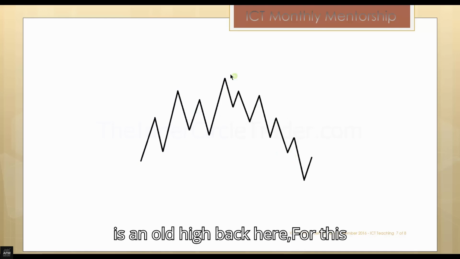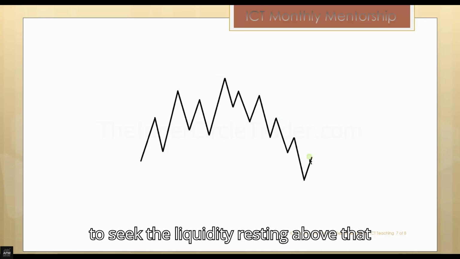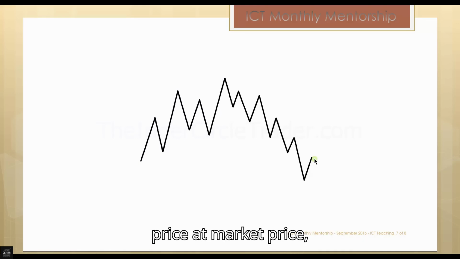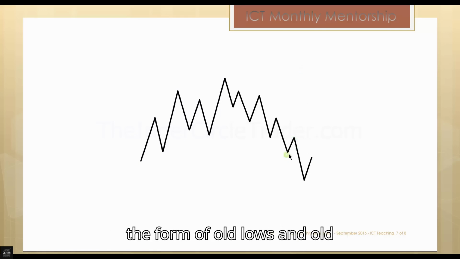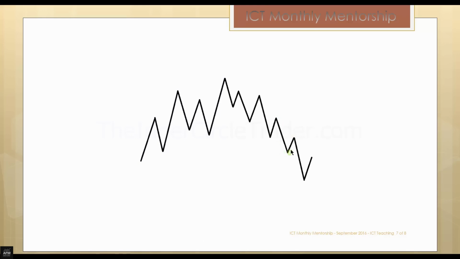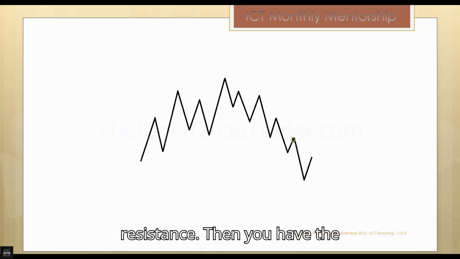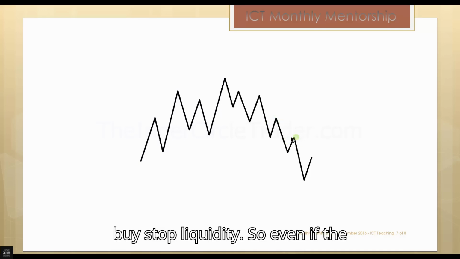The idea is if this is an old high back here, for this high to be ran out, or to seek the liquidity resting above that old high, if this is where the current market action is right now, or current price at market price, for it to get all the way up there, it has to encounter a lot of resistance in the form of old lows and old highs. So you have the old lows acting as standard resistance. Then you have the old highs acting as buy stop liquidity.